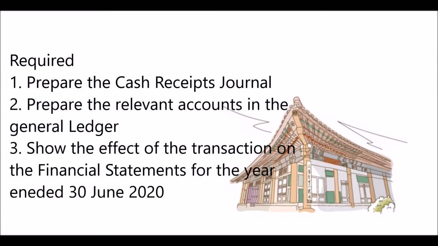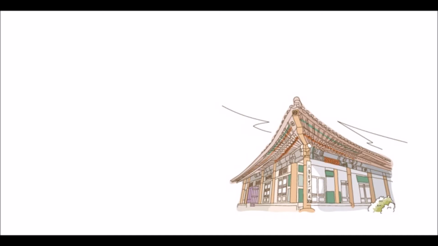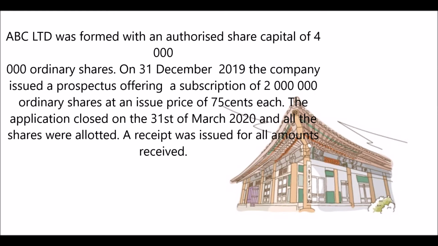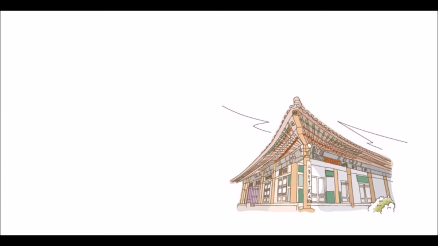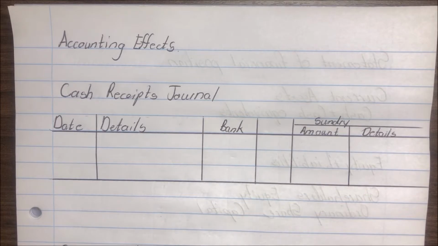So what is required? We are required to prepare the cash receipts journal, prepare the relevant accounts in the general ledger, and show the effect of the transactions on the financial statements. The two important dates you need to take note of are the 31st of December 2019, when the prospectus was issued, and the 31st of March 2020, when we assume we received all the money for the shares issued, which is 75 cents for a share for 2 million shares.